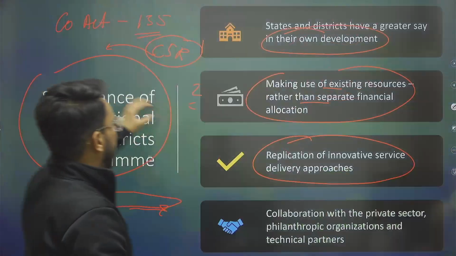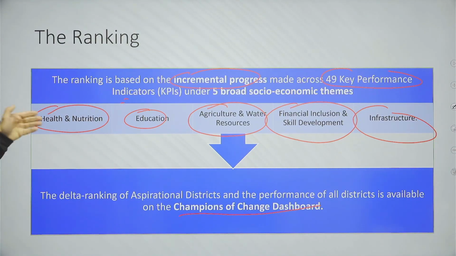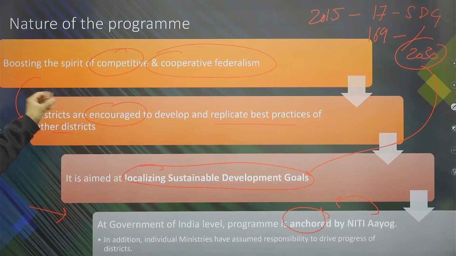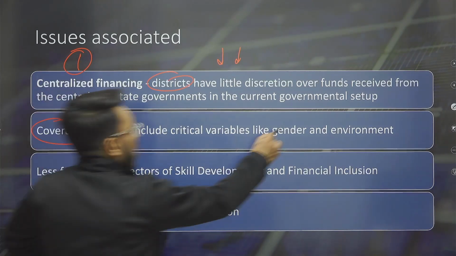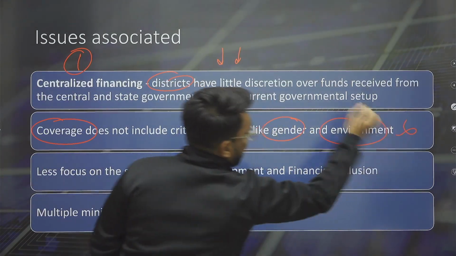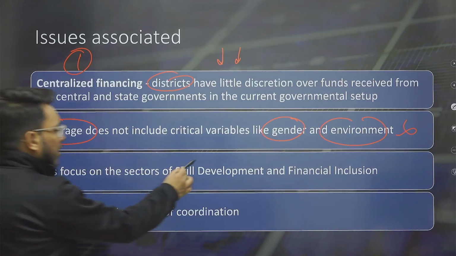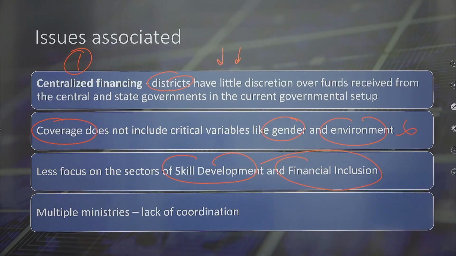If you remember, we have discussed these five broad socio-economic indicators. Here, one very important segment is missing, that is gender development. Okay, so gender and environment, two important themes have been missed out. Then the next issue that comes here is that less focus is there on skill development and financial inclusion, which would have built the capacities.